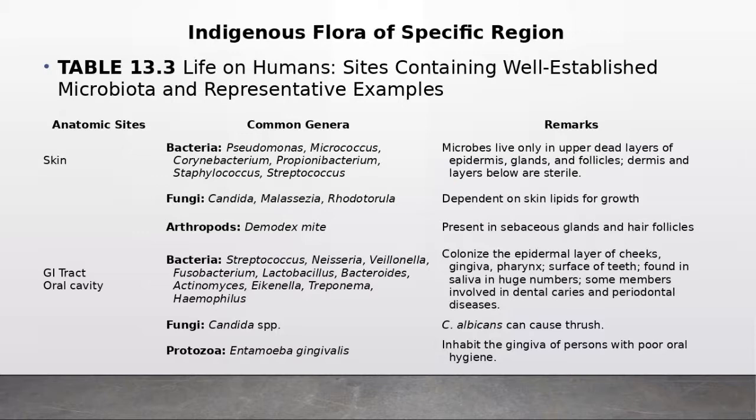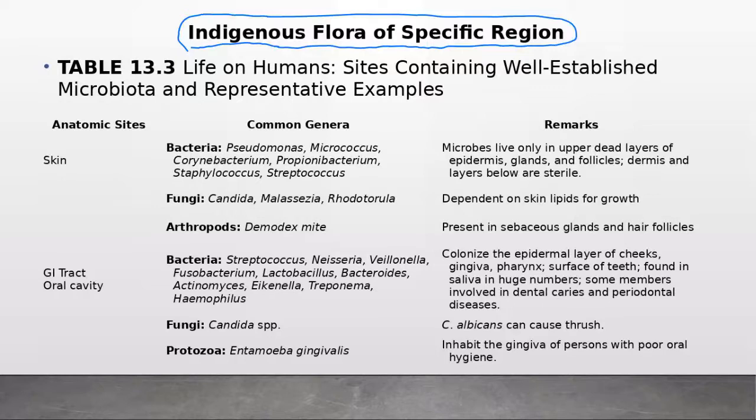Now, the common sites of habitat for the indigenous flora and also the types of the normal flora that live on those sites. For example, the first one, of course, the skin. The skin directly interacts with the environment, and there are many microorganisms in the environment. Then some of them will stay and live in our skin.